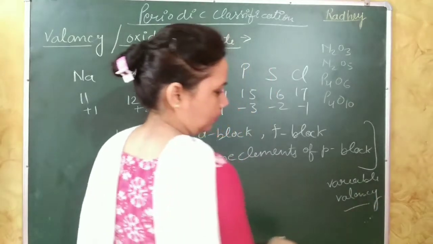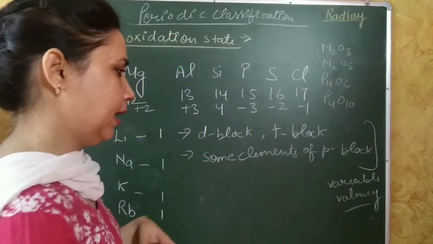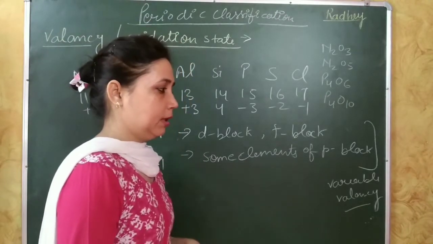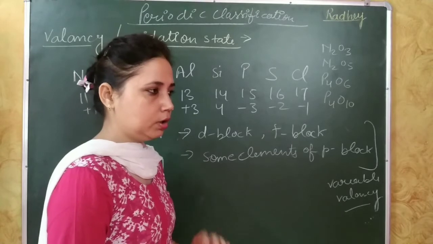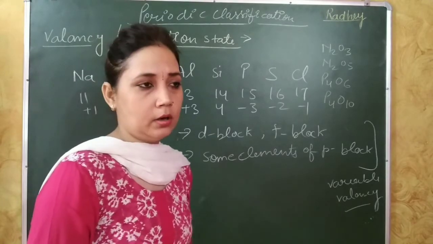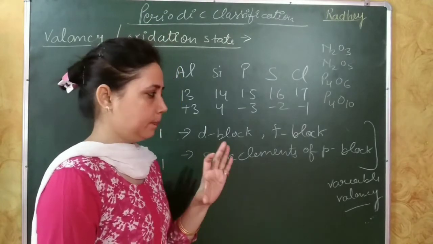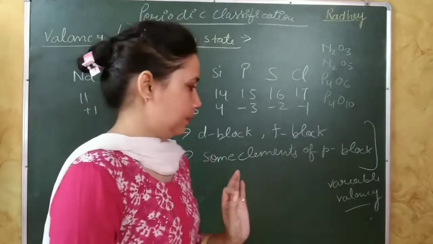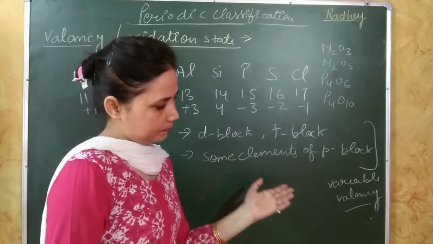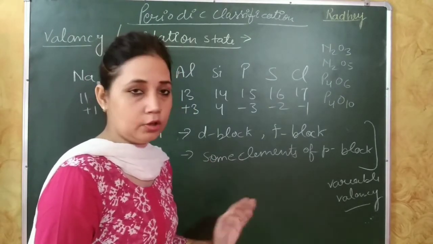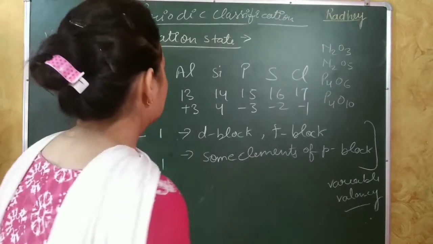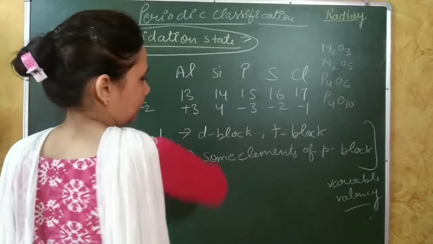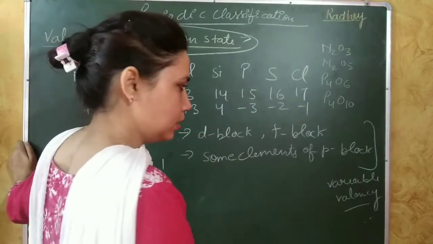If they have variable valency, it means sometimes they have a valency of 2, sometimes 3, sometimes 1. So we cannot use the word valency now because it is specified for a fixed number. But now this term has been replaced by a new term, that is called the oxidation state. So now in place of valency, we use oxidation state.